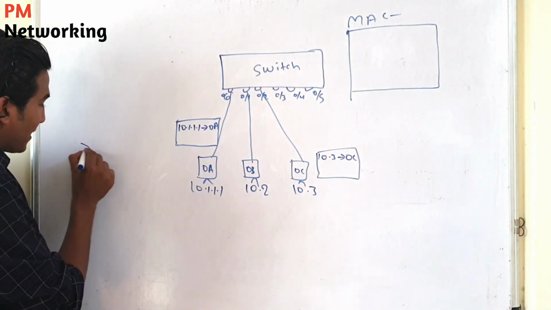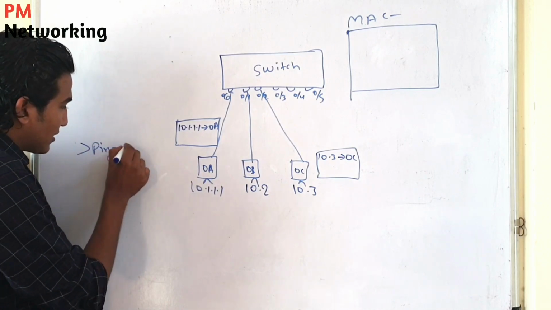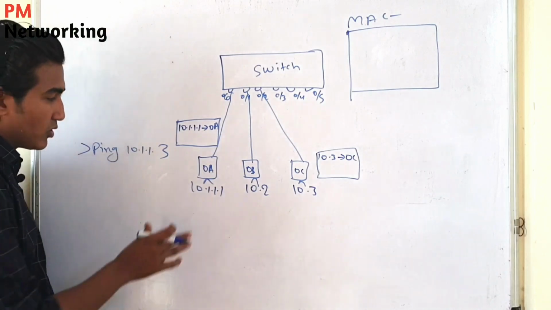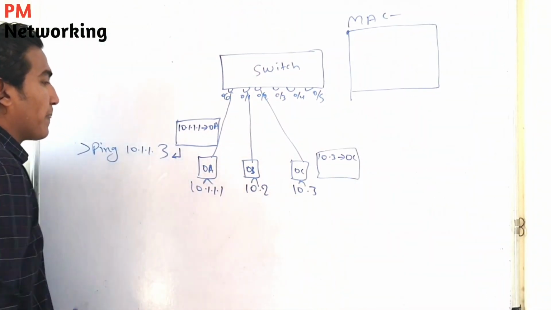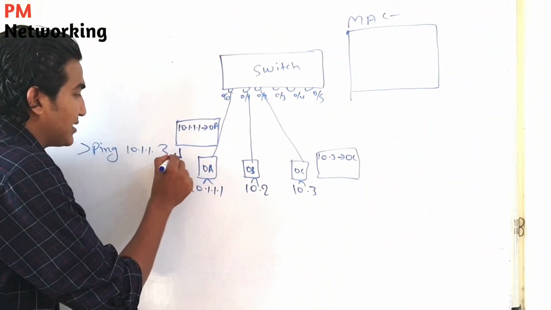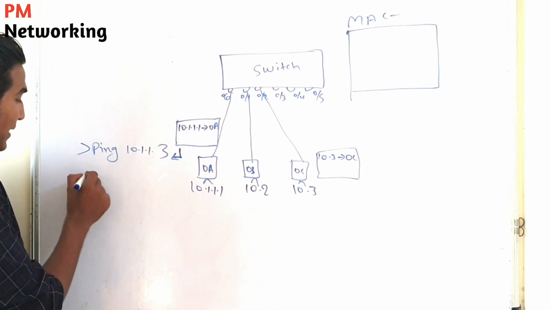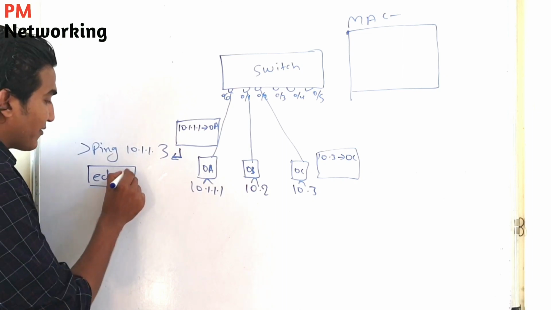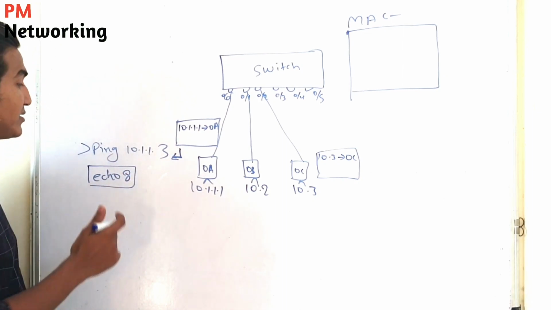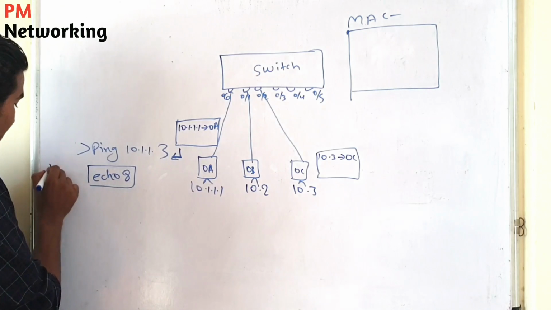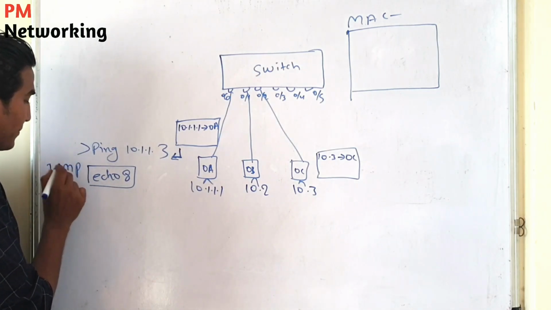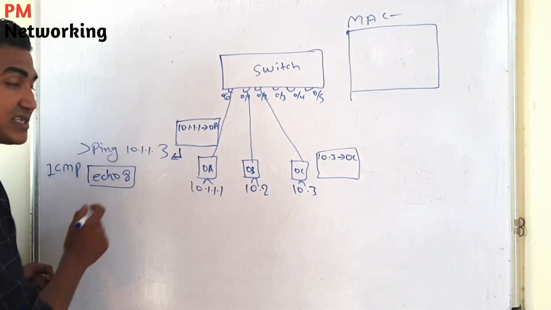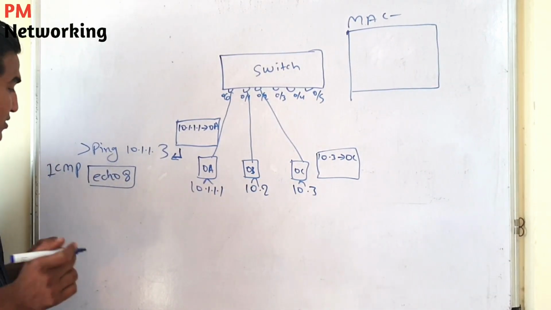So when I type ping 10.1.1.3 on this PC and hit enter, the ICMP protocol will generate an echo request, where the value will be 8, as we discussed in the last class. So 8 defines that it is an echo request, right?